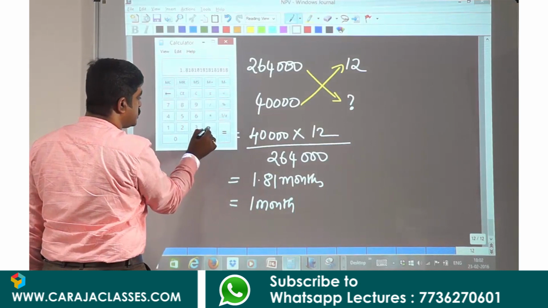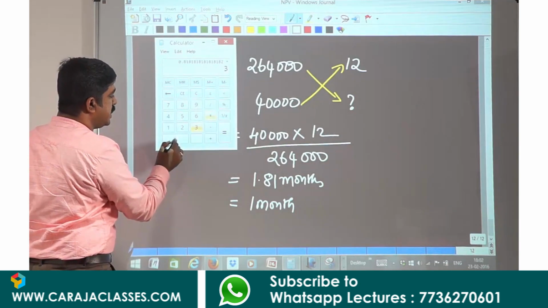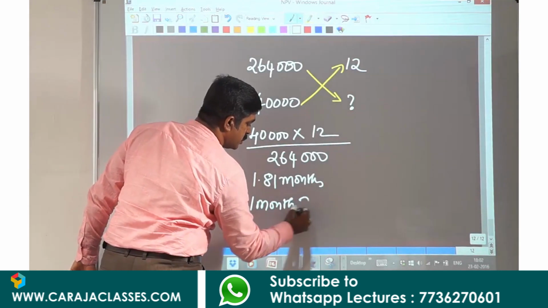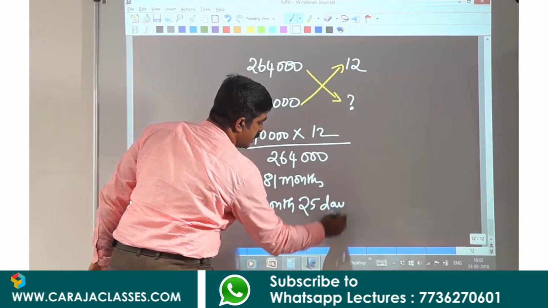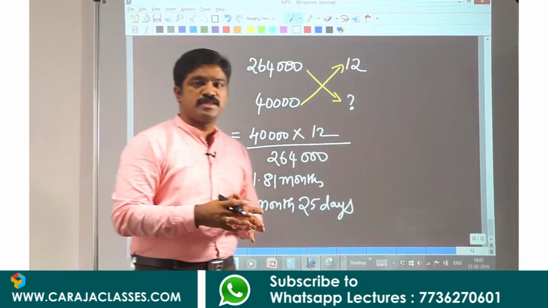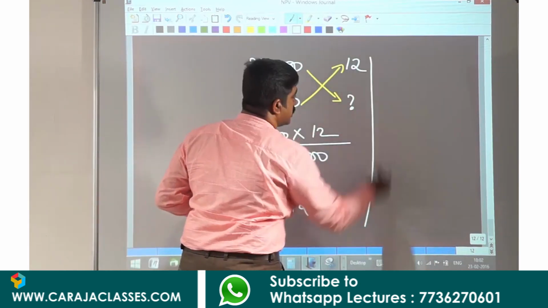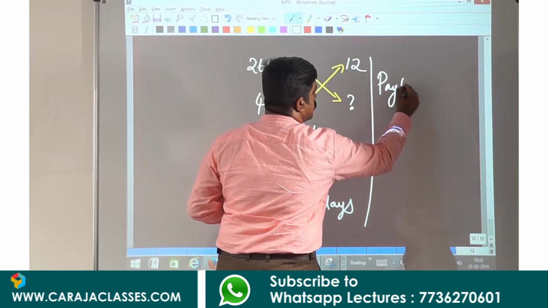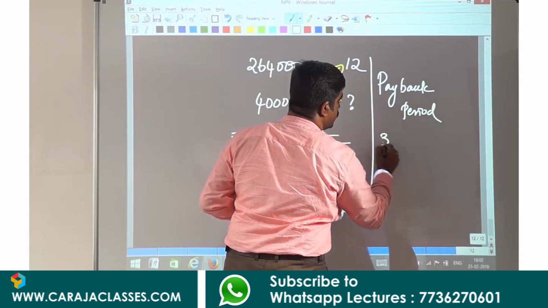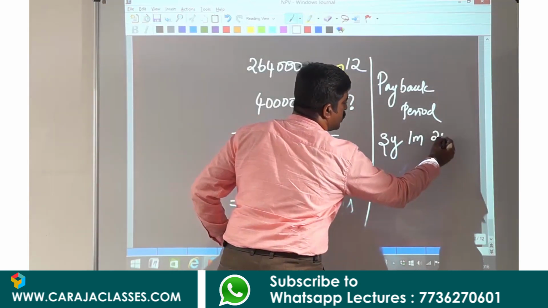From this 1.81, I'll subtract 1. So what I have is 0.818. I'll multiply that with 30 days. So what I'm going to get is 24.5 days. So I can call it 25 days. It means it will take 1 month and 25 days to recover this 40,000 alone. And over a period of 3 years, that 9,60,000 is already recovered. So what is the payback period? The payback period in this case is 3 years, 1 month and 25 days.